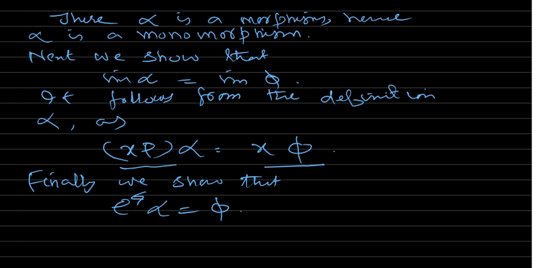So domains of both the mappings are S. Okay, let's choose any element in S. Let x belongs to S. Then we have x rho natural alpha, this is equal to x rho natural, then you apply alpha.